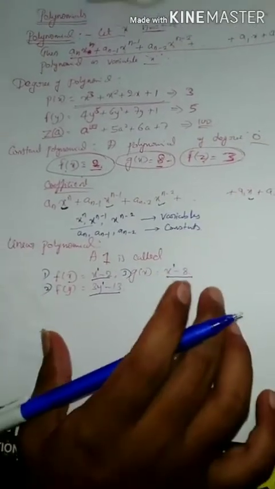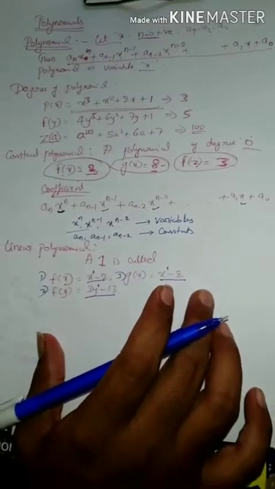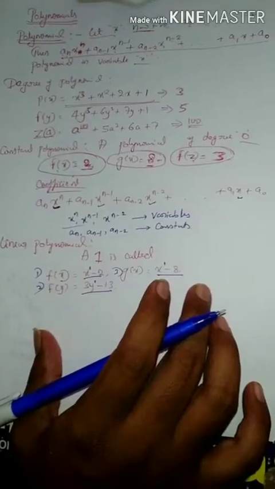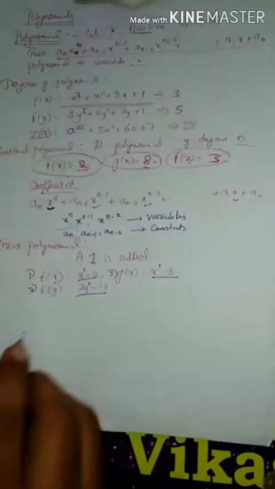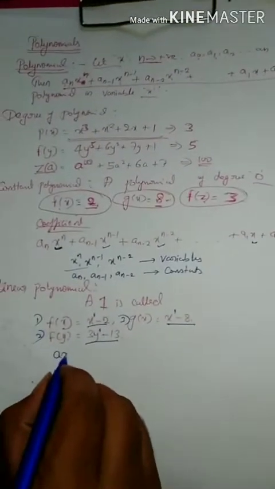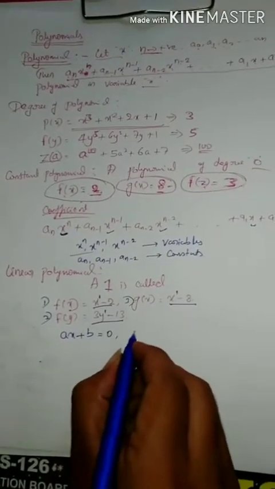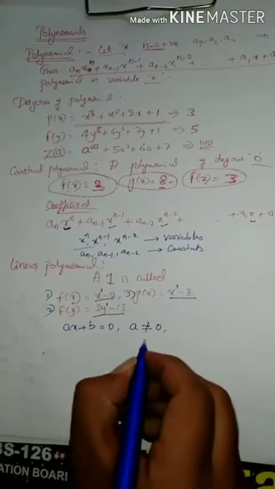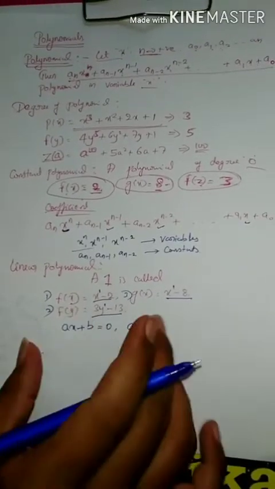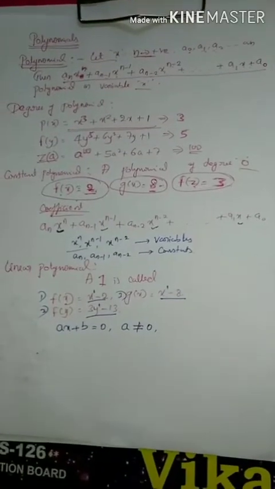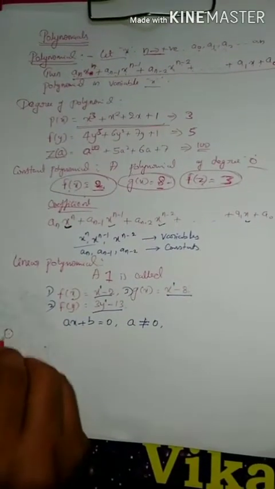So once again I will repeat the definition. What is a linear polynomial? A polynomial of degree 1 is called a linear polynomial. The general form of a linear polynomial is ax plus b, but here one condition is a is not equal to 0. If a is equal to 0, it is not a linear polynomial. So this is about linear polynomials. The next concept is the quadratic polynomial.